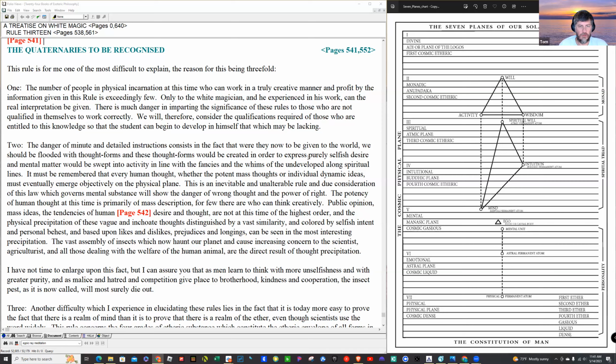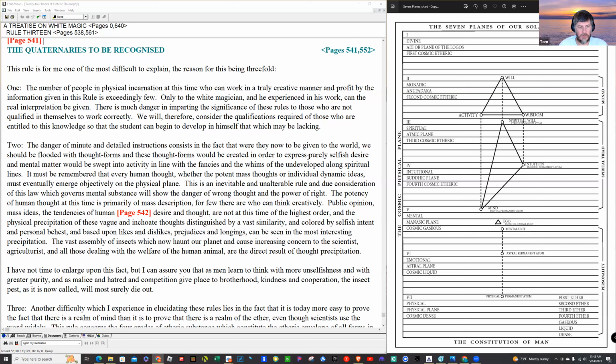We will therefore consider the qualifications required of those who are entitled to this knowledge, so that the student can begin to develop in himself that which may be lacking. The second reason, the danger of minute and detailed instructions, consists in the fact that were they now to be given to the world, we should be flooded with thought forms, and these thought forms would be created in order to express purely selfish desire, and mental matter would be swept into activity in line with the fancies and the whims of the undeveloped along spiritual lines. It must be remembered that every human thought, whether the potent mass thoughts or individual dynamic ideas, must eventually emerge objectively on the physical plane. This is an inevitable and unalterable rule, and due consideration of this law which governs mental substance will show the danger of wrong thought and the power of right.